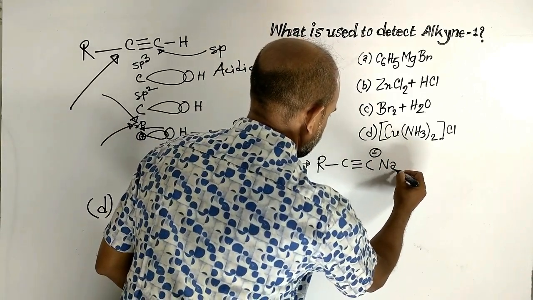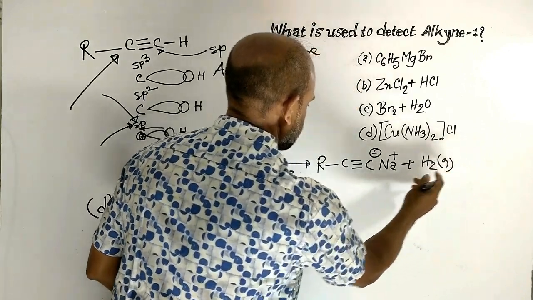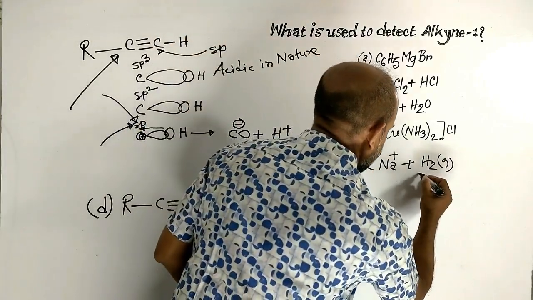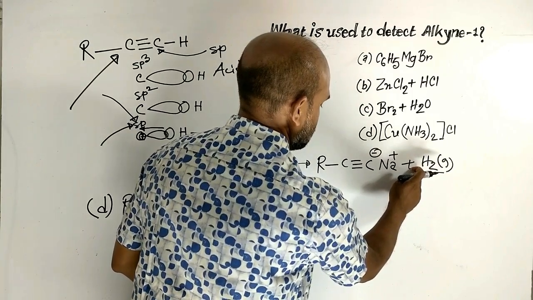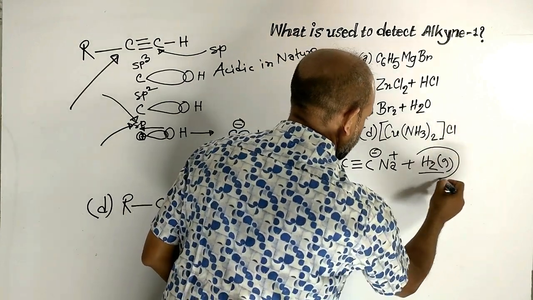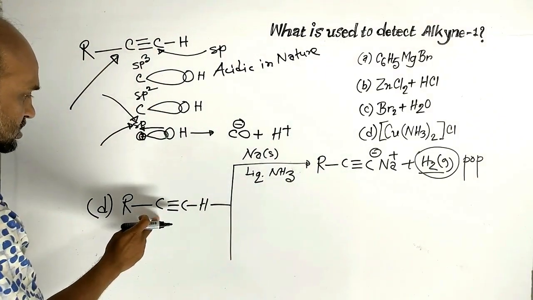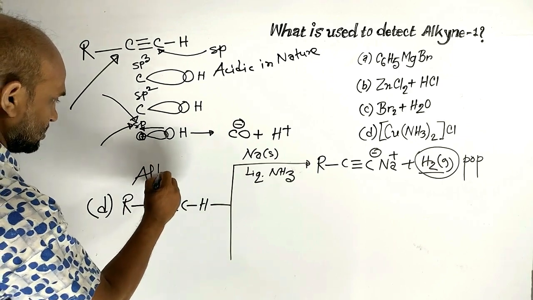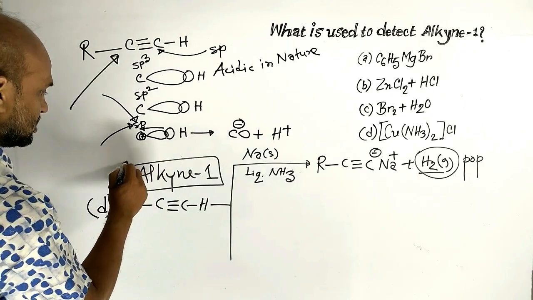sodium minus, sodium plus. Hydrogen gas is formed. This is sodium alkynide. Hydrogen gas is detected when it is burnt in oxygen, then pop sound is obtained. This pop sound proves that this is acidic in nature. That is, this is Alkyne-1, because Alkyne-1 is acidic in nature.